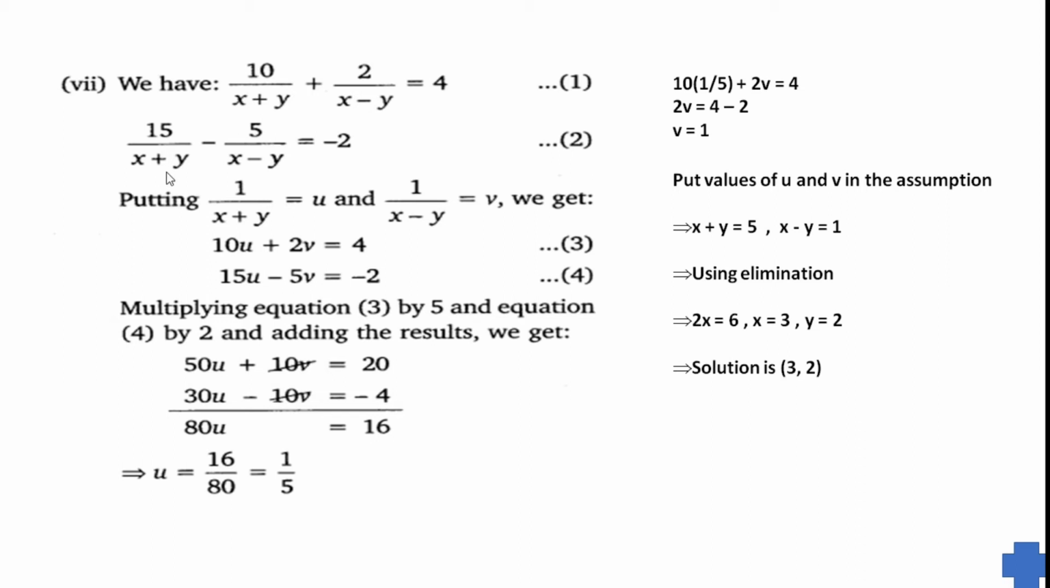So x plus 5 is a reciprocal of u. So x plus 5 becomes 5, x minus y equal to 1. We again apply elimination to this. That means we add these two equations. We get 2x equal to 6, x becomes 3.